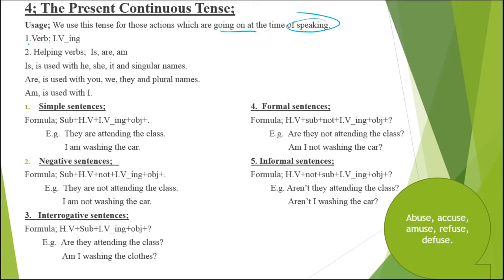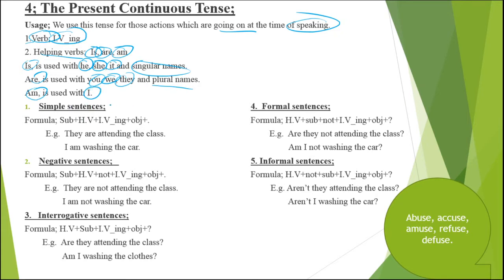We have got the important points. The first one is verb. In this tense we will be using first form of the verb with ing. Helping verbs, we have got three helping verbs: is, are and am. Is is used with he, she, it and singular names. Are is used with you, we, they and plural names, and am is used with only I.